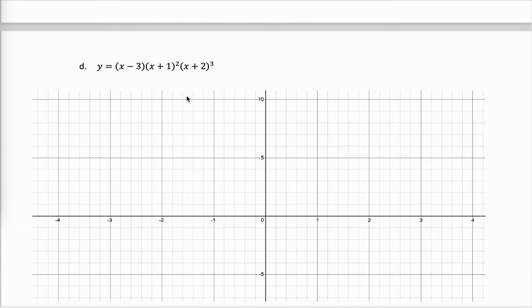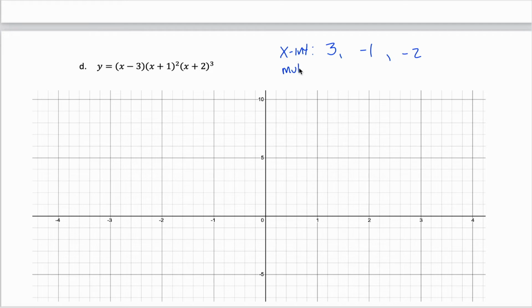Here's a perfectly good polynomial. It's written in its factored form. This will make it really useful for me to figure out its x-intercepts. You might be able to just look at this and tell that we have x-intercepts at +3 for this factor of x minus 3, -1 for this factor of x plus 1, and -2 for this factor of x plus 2.